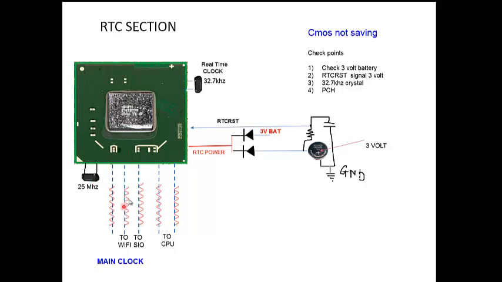Like you can see here, these different frequencies are coming out from the PCH, and for that it needs a 25 megahertz crystal connected to the PCH. If the clock is not coming, then you have to first concentrate on this 25 megahertz crystal.